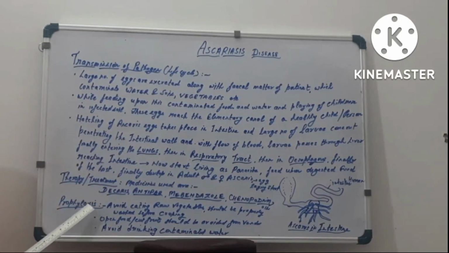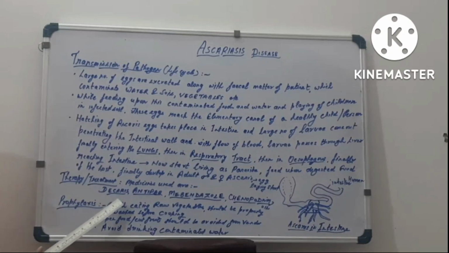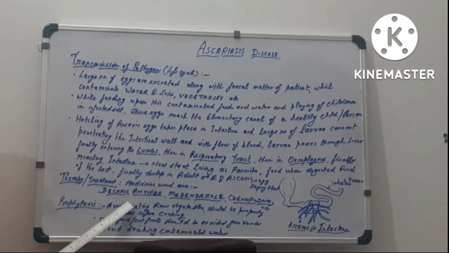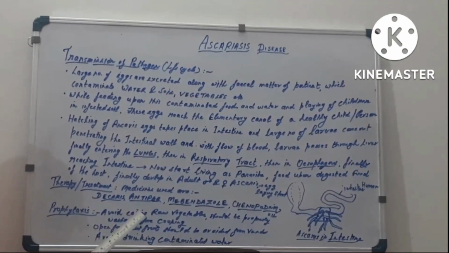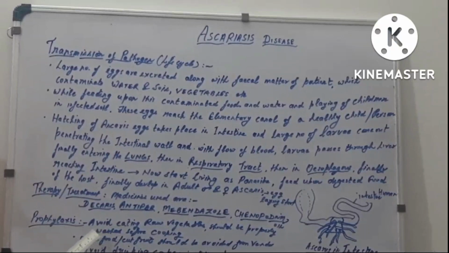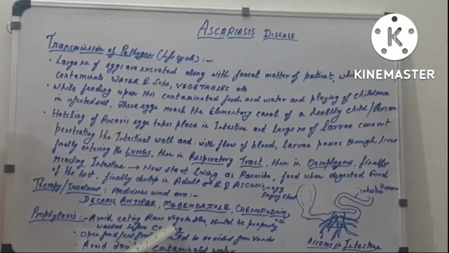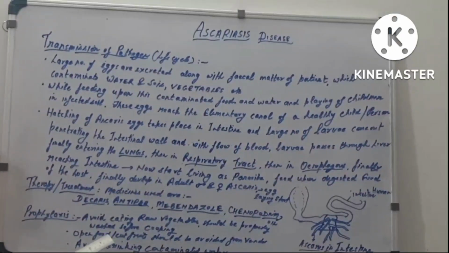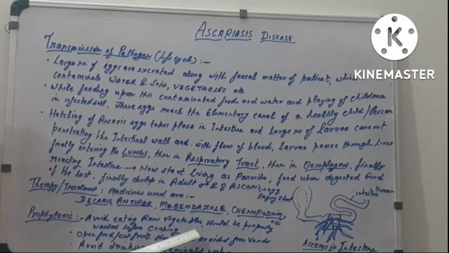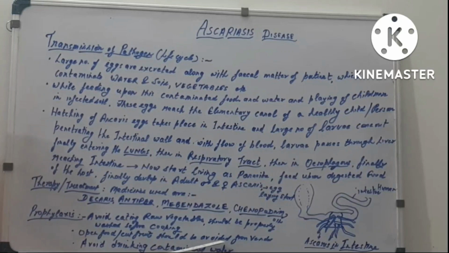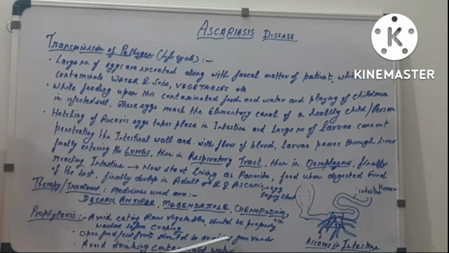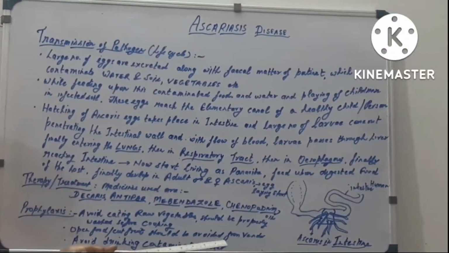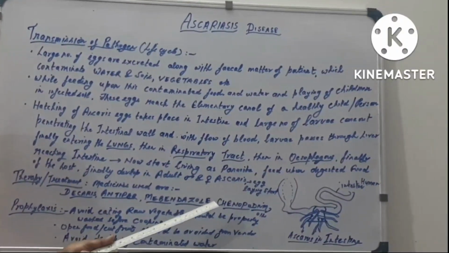Prophylaxis or the prevention from the disease: one should avoid eating raw vegetables, and they should be washed properly before cooking. The open food and cut fruits which are sold in the market should be avoided, and contaminated water should be avoided for drinking purposes, and a child should be prohibited from playing in the contaminated soil.